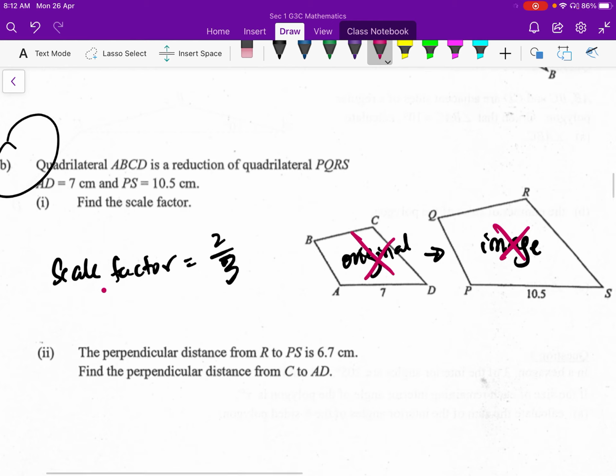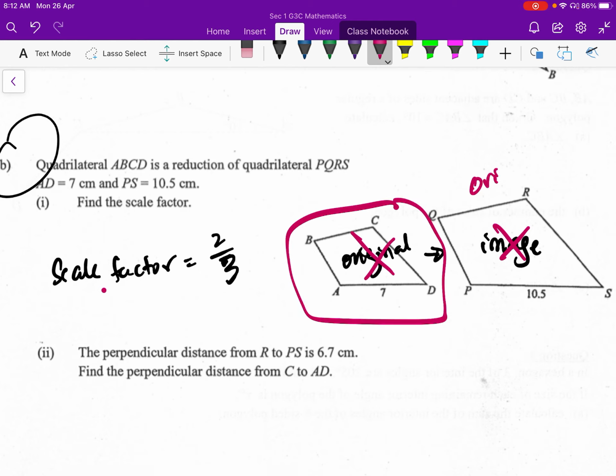A, B, C, D, the one on the left is a reduction. So this was the original. Now this is the image. So it became smaller. Then our scale factor we expect it to be less than 1. Image over original.